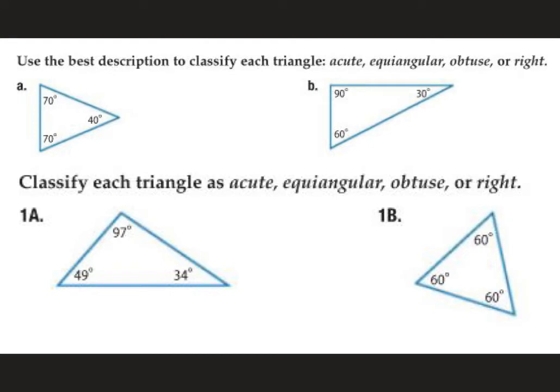So, given the angle measurements of each of the following triangles, we can label them as acute, equal angular, obtuse, or right. For the first one, all three angles are less than 90 degrees. So acute. For B, one of the angle measures is 90 degrees. The other two are less than 90. So because of that one angle that's 90 degrees, this is considered a right triangle.